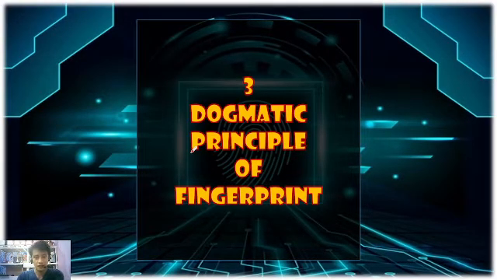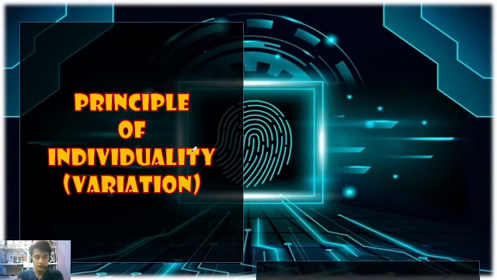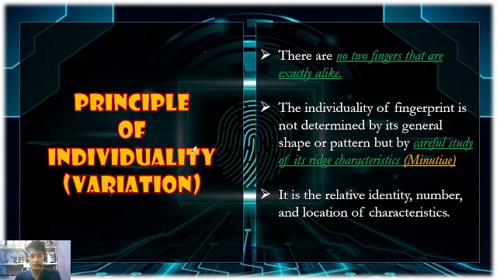So na-mention na natin to ng mga nakaraan. So what are these? The first one is the principle of individuality, or principle of variation. It says in here, there are no two fingers that are exactly alike. Remember that. That's why fingerprint is really a very reliable method of identification. So under the principle of individuality, no two fingerprints are exactly alike.